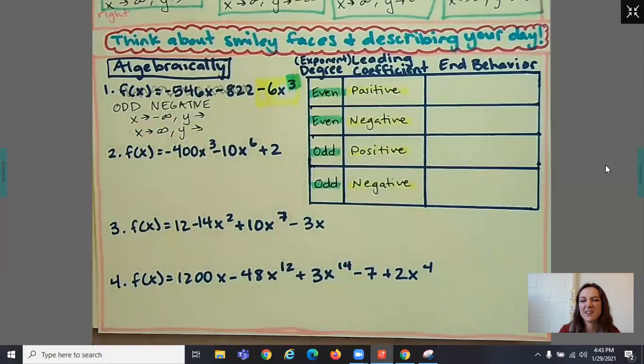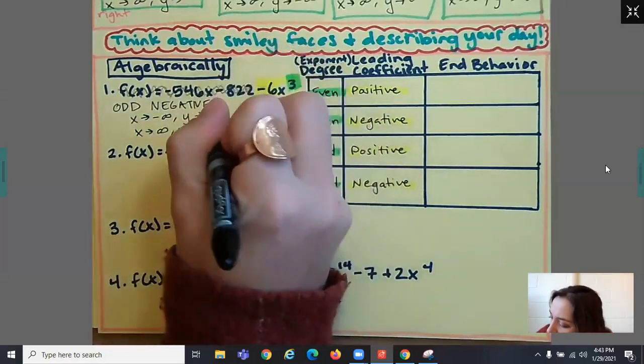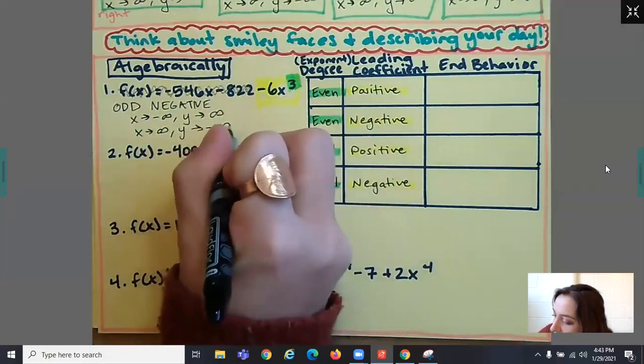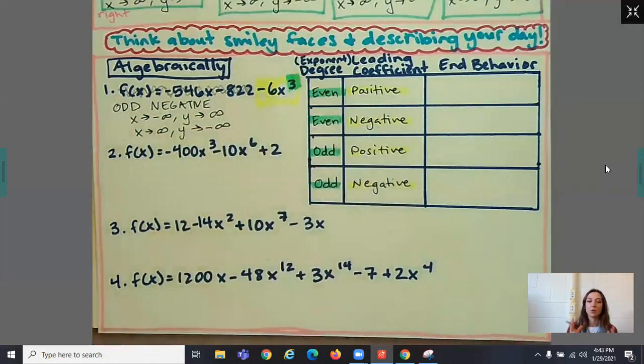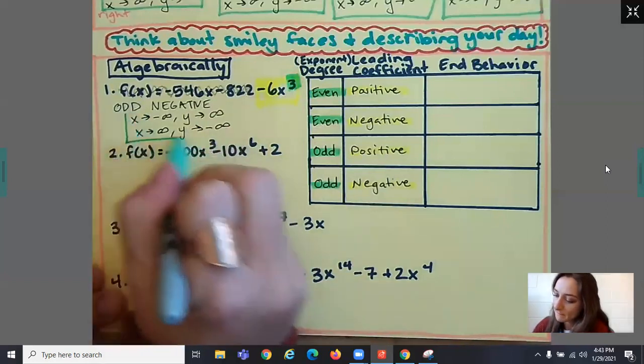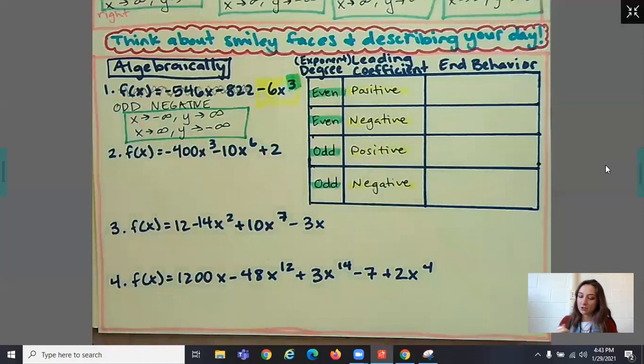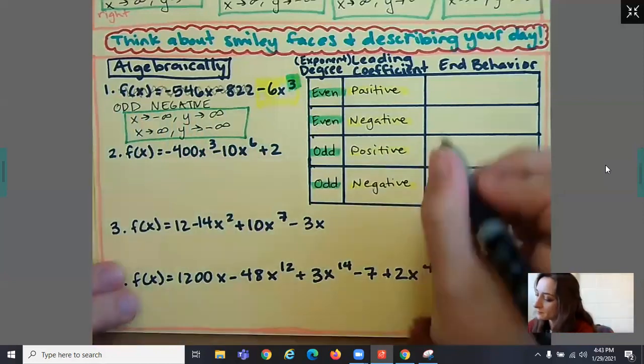And since it's odd negative, thinking about describing your day, what would be a negative day? That would be starting good, ending bad. So starting good up at positive infinity, ending bad down at negative infinity. So starting good, positive, ending bad, negative. Okay, so this is what our end behavior is going to be for an odd negative function. So I'm going to copy that over to my odd negative in the table.